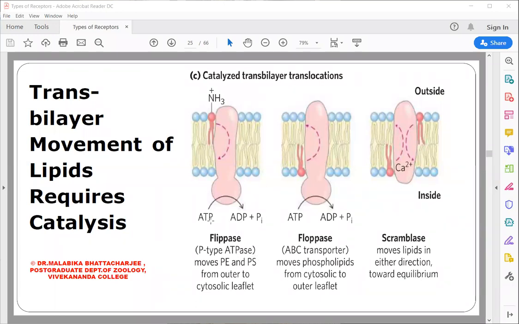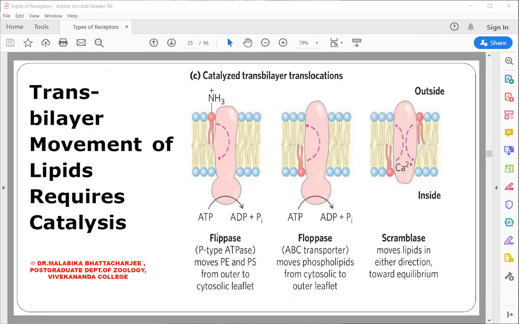As you can see, it uses the energy derived from the breakdown of ATP to catalyze the movement of phosphatidyl ethanolamine, and not only phosphatidyl ethanolamine but also phosphatidyl serine, from the outer leaflet to the inner leaflet. It catalyzes that. Let me give you one physiological role of this enzyme.